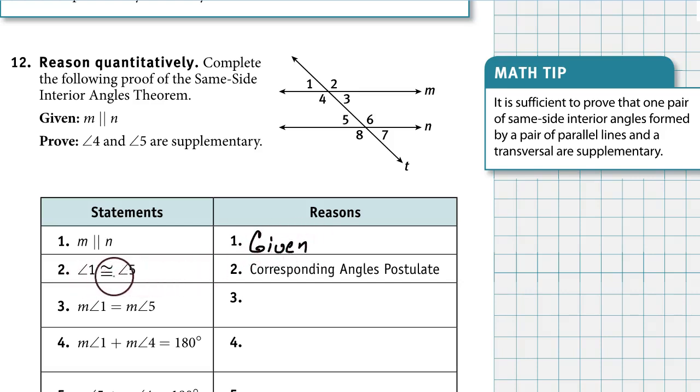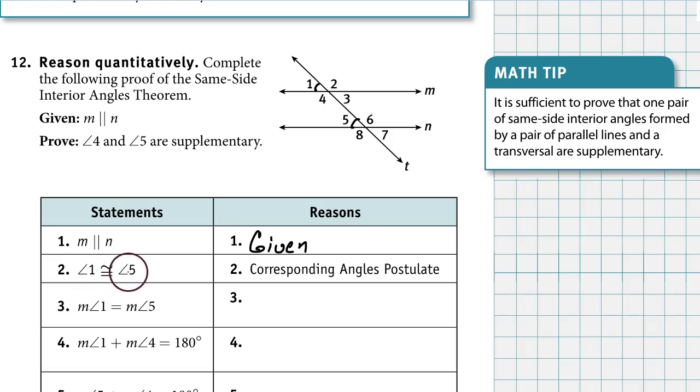Next, let's say that angle 1 is congruent to angle 5. In the drawing, that's this angle and this angle. We want to say they're congruent. Why can we do that? Well, they're corresponding angles. So we can use the corresponding angles postulate to know that they are congruent.